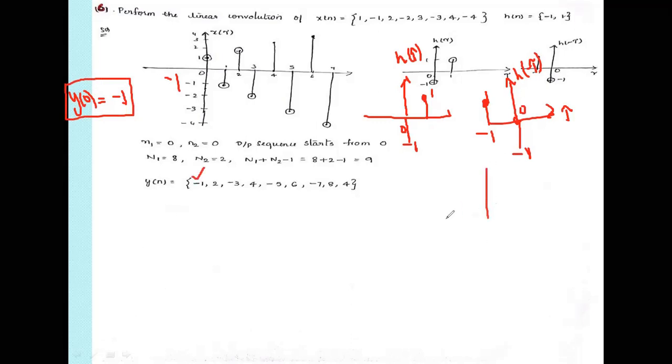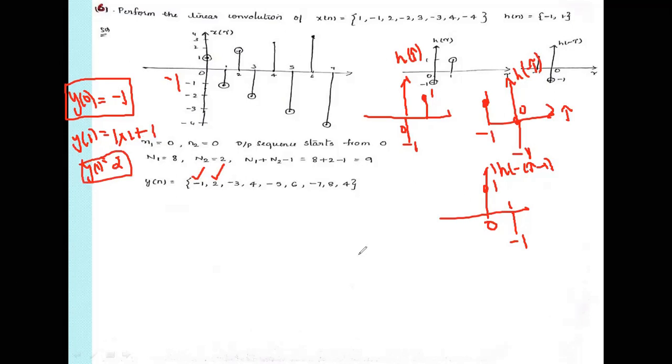Next, you can shift this value towards the right side. H of minus tau minus 1 means one sample is moved. The 0 value is 1 now and the 1 value is minus 1. Now multiply: at 0 there is a 1. Y of 1 is equal to 1 into 1 plus minus 1 into minus 1, which is plus 1. So 1 plus 1 is 2. See, the magnitude is 2. Y of 1 is equal to 2.